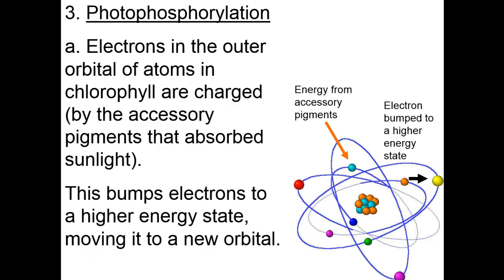Here's a long word, photophosphorylation. Here's the atom to the right, and the electrons in the outer orbital, they're charged by that photon of energy that they absorb. And by absorbing it, they're going to bump electrons to a higher state. So this is what's happening at the atomic level within the leaf. Now we can't see this, but scientists have demonstrated that it likely happens this way.